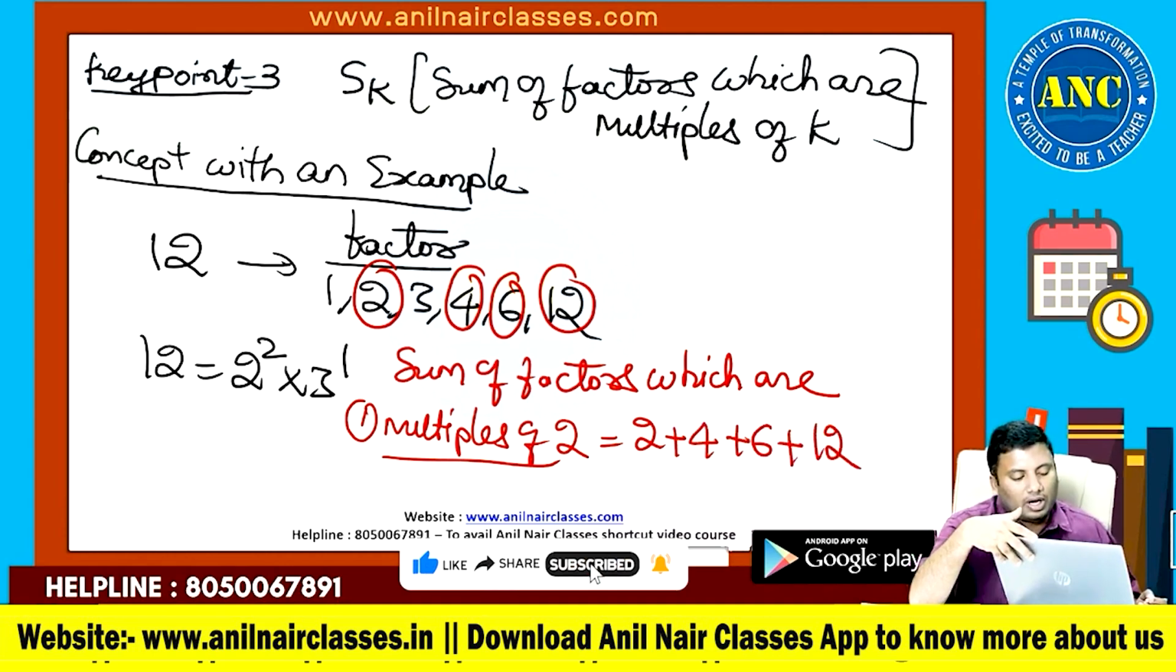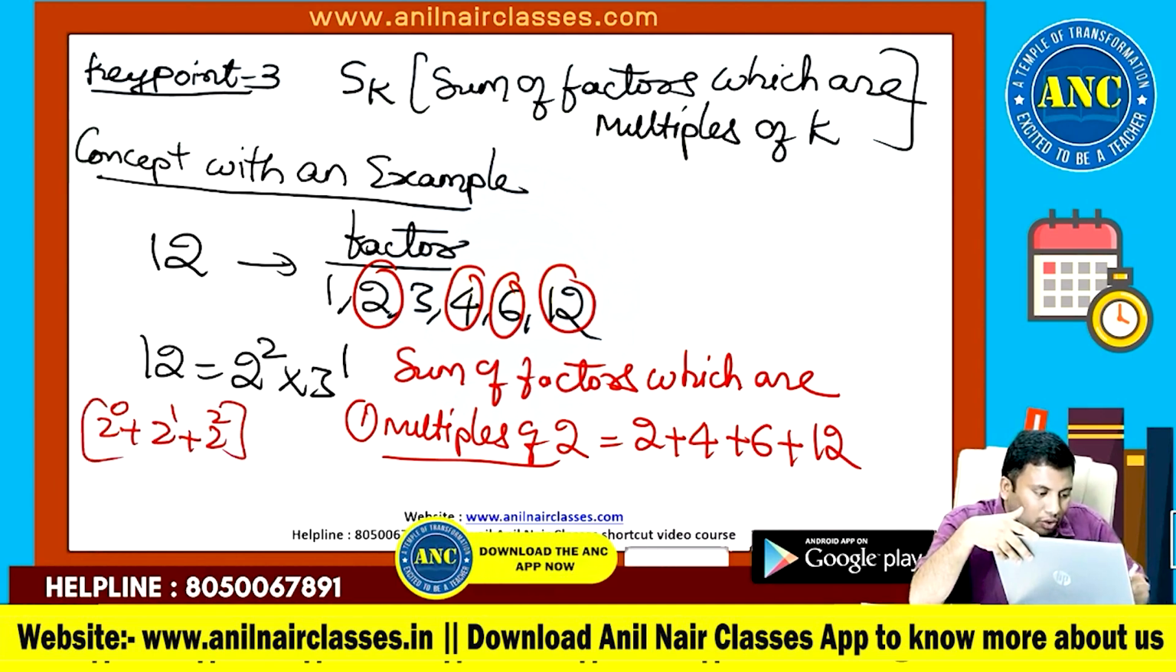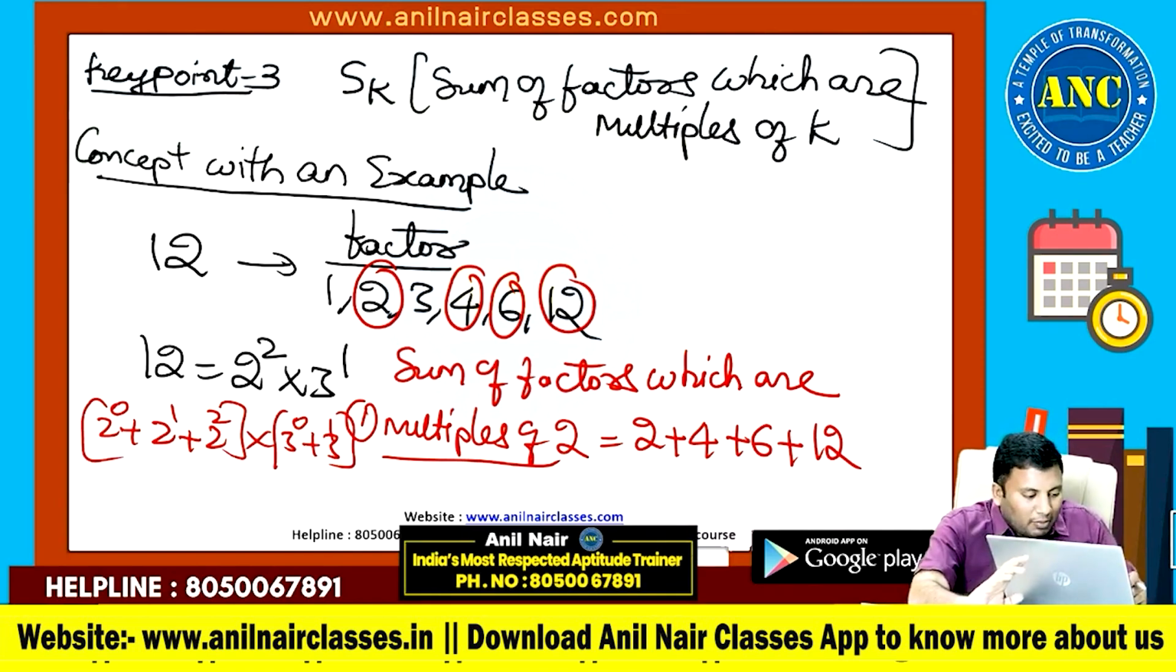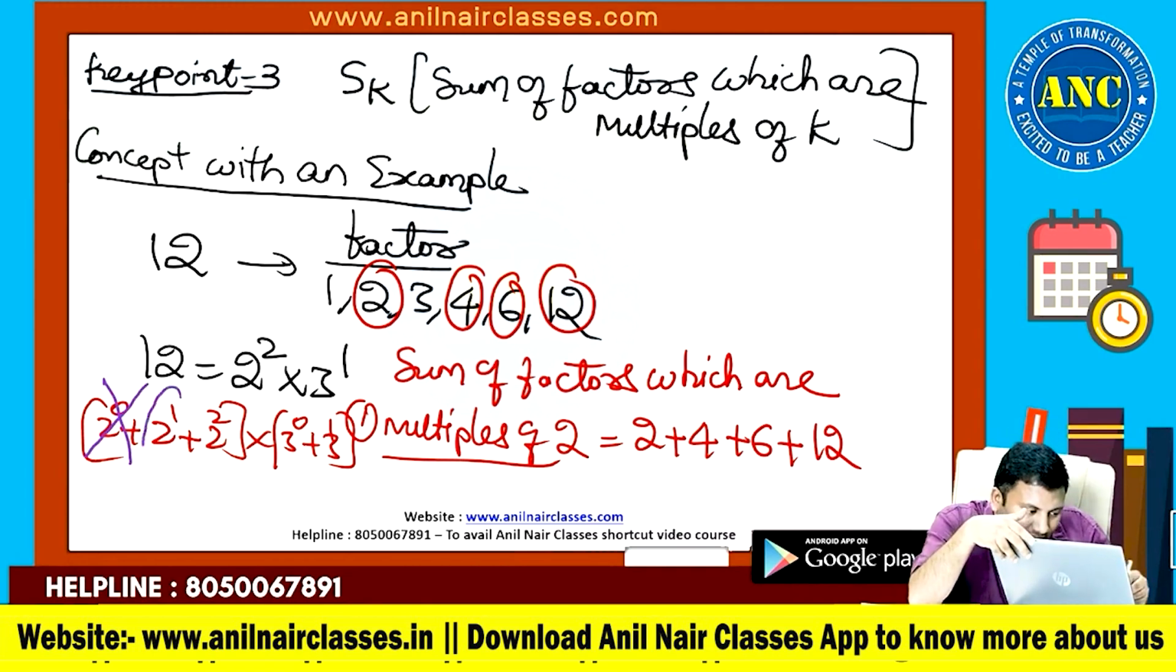But if you are to write it mathematically, the sum of the factors is (2 power 0, 2 power 1, 2 power 2) into (3 power 0, 3 power 1). It is multiples of 2, so it should start from 2. What are the multiples of 2? 2 1s are 2, 2 2s are 4, 2 3s are 6. Erase this value. It is starting from 2. There is no restriction on 3.